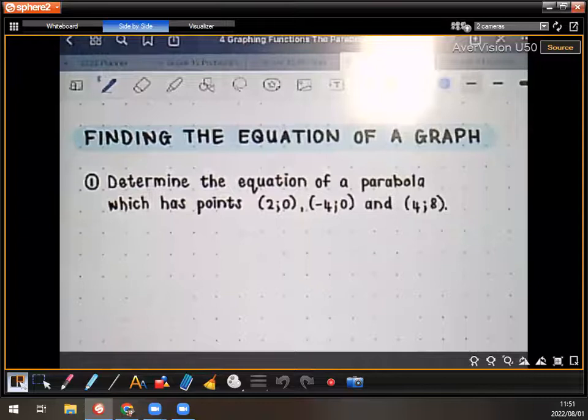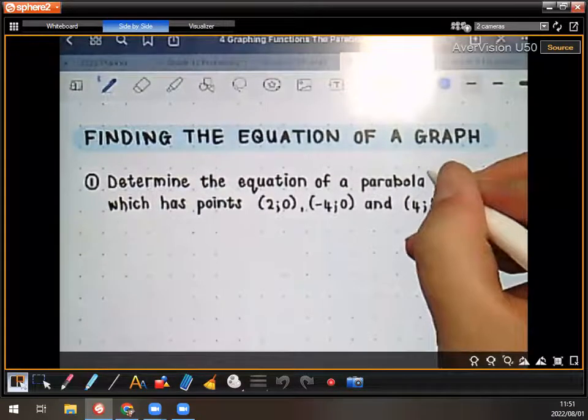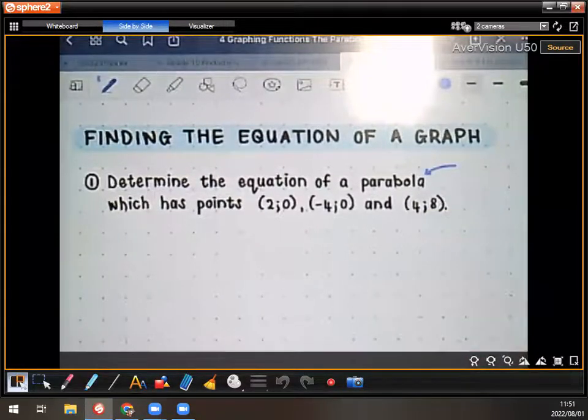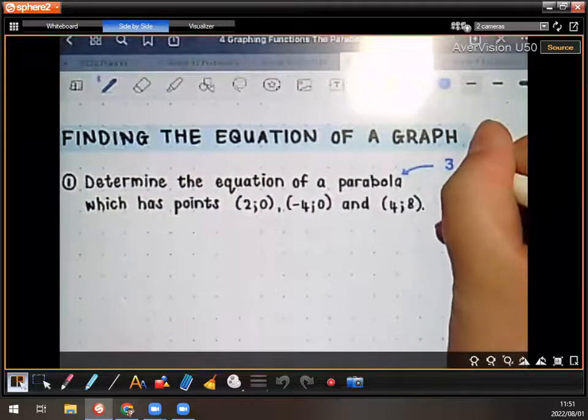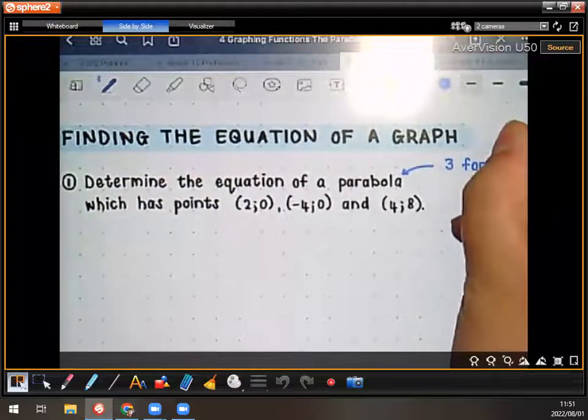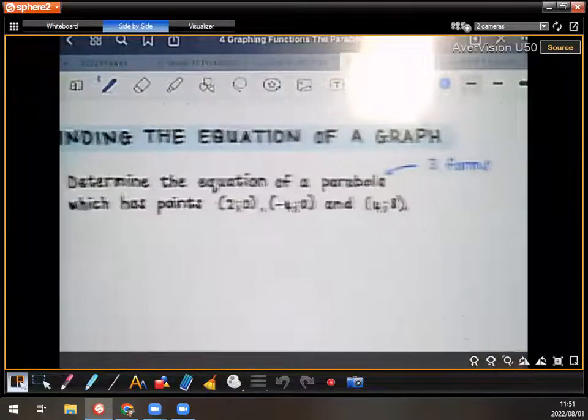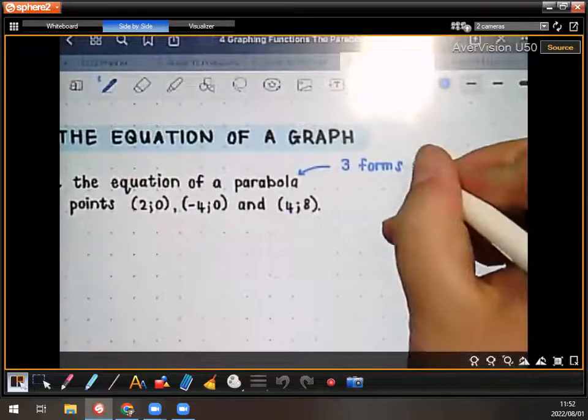Now, guys, a parabola is probably not necessarily the most difficult one, but the most complicated one because it has three forms. Right, remember that a parabola has three forms. I'm going to write that on the side there, or wherever you have space, you can do it underneath as well if you didn't write it like I did. So there are three forms of a parabola equation.